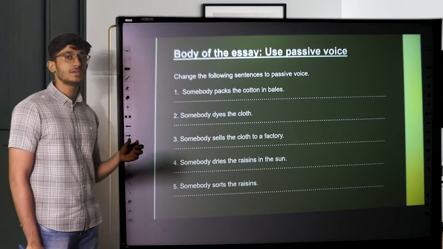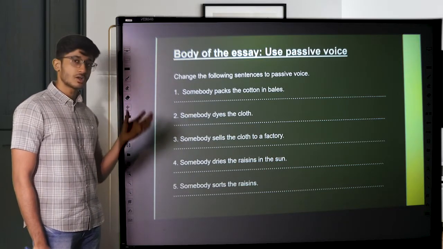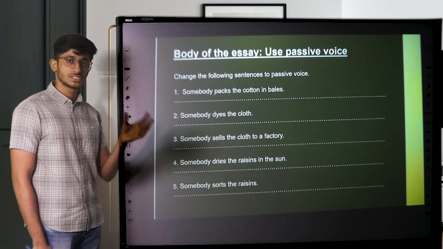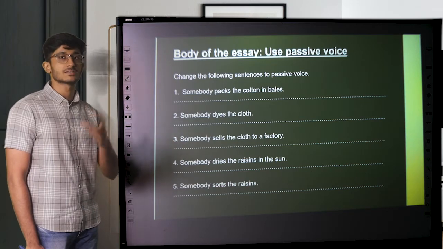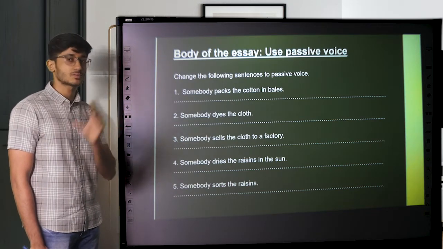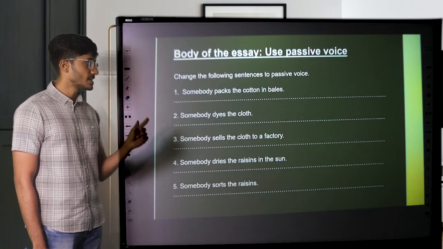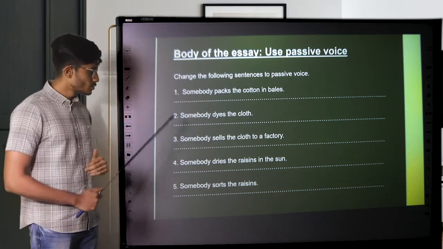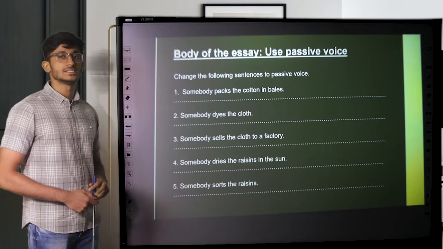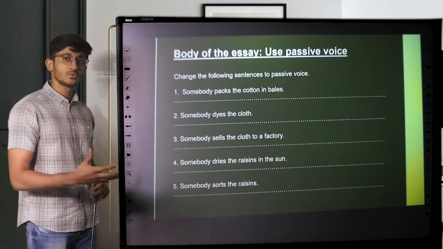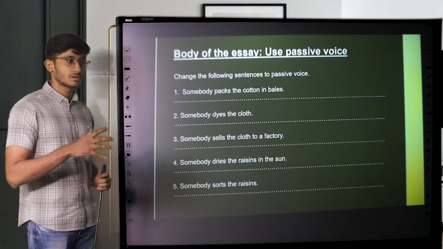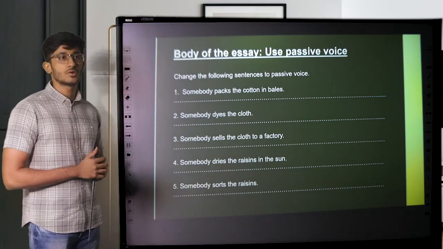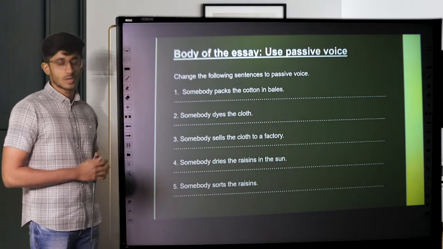Are is the be verb which connects cotton with packed, where the subject is the cotton and packed is the complement, so it connects the subject with the complement. So cotton is packed in bales. This is how you will be doing the rest of the sentences, and this is going to help you be very sure of how you should be using passive voice while writing Task 1.